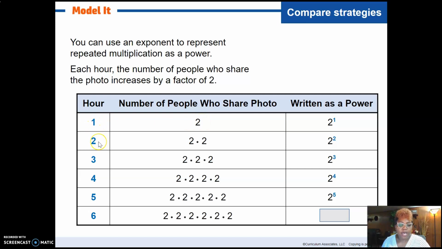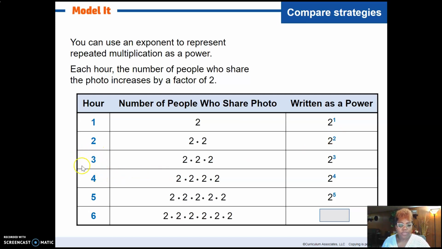As we go down to hour number 2, remember, each friend shares it with 2 people. So then we got 2 times 2. Okay, so it's growing with that exponent. Here we're going to write it as a power. 2 is my base because that's what I'm repeatedly multiplying. And how many times did I multiply that 2? Twice. So then the number that sits on the shoulder of the big number is 2.